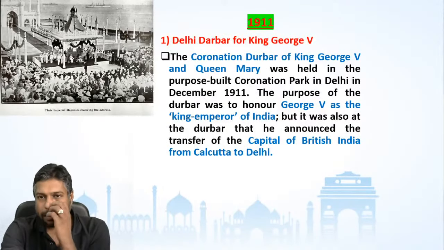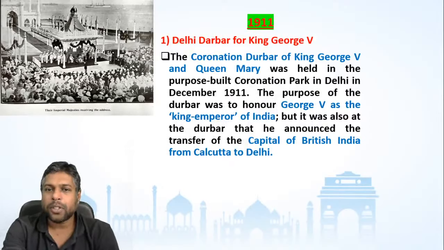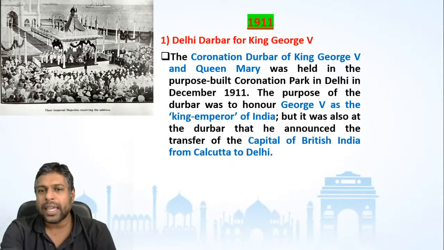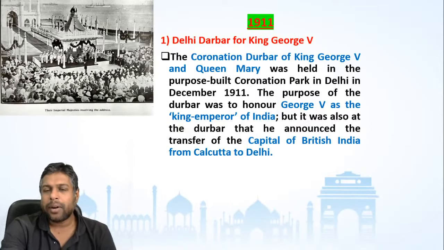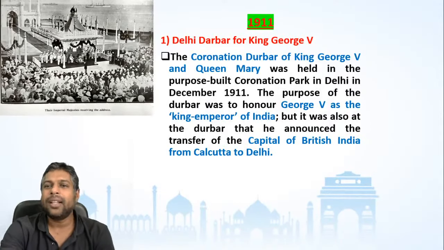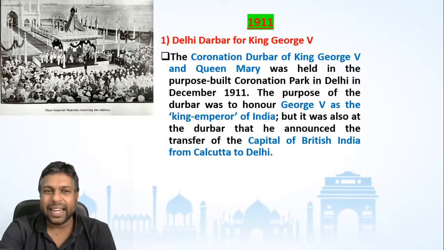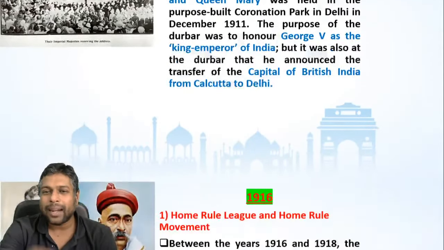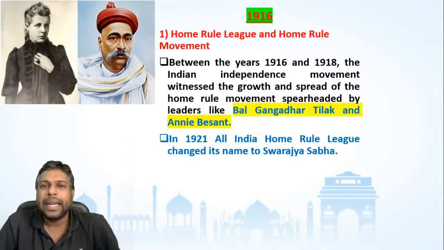The coronation darbar of King George V and Queen Mary was held in the purpose-built Coronation Park in Delhi in December 1911. The purpose of the darbar was to honor King George V as the King Emperor of India, but it was also at the darbar that he announced the transfer of the capital of British India from Calcutta to the current capital, Delhi. Because you know that for a long time Calcutta was also the capital of India.